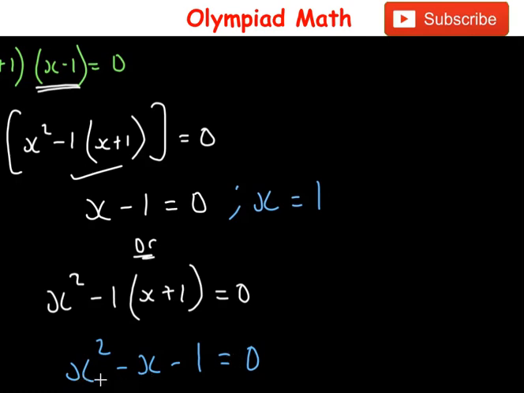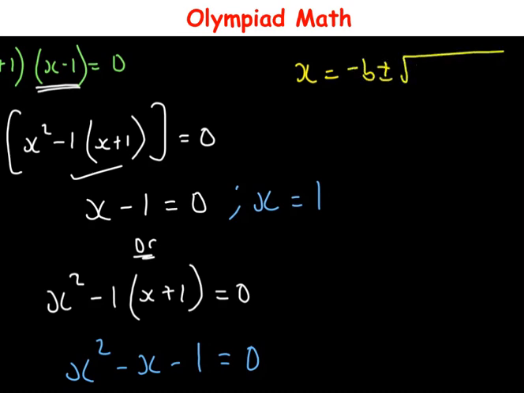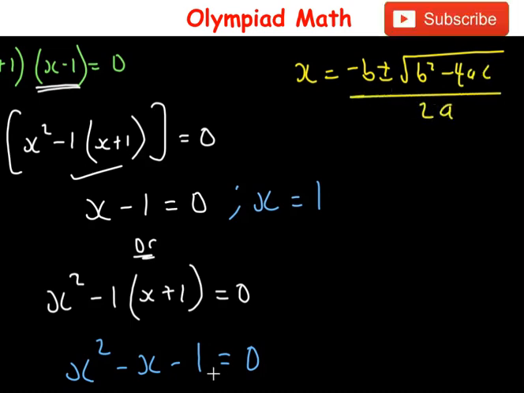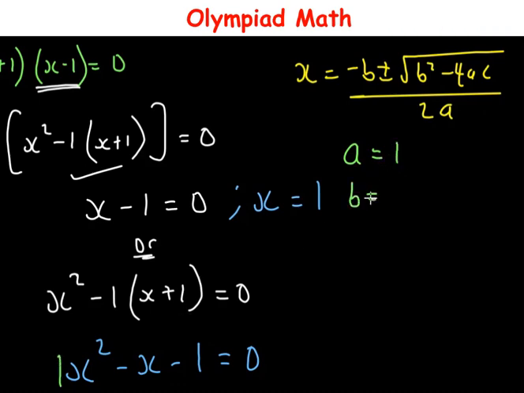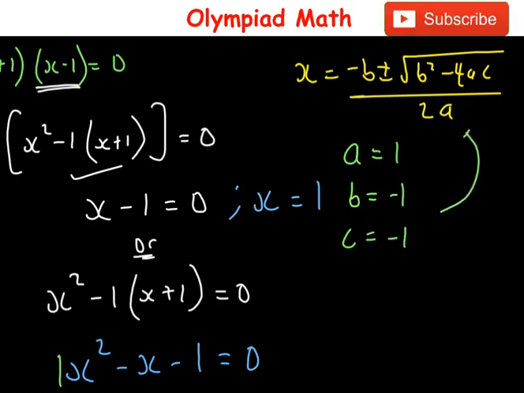So here we have a quadratic equation. To solve this, we make use of the quadratic formula, which is given by x equals minus b plus or minus square root of b squared minus 4ac, all over 2a. In this equation, the value of a is equal to the coefficient of x squared, which is 1. The value of b is the coefficient of x, which is minus 1. The value of c is the constant, minus 1. Input these values into the given formula.